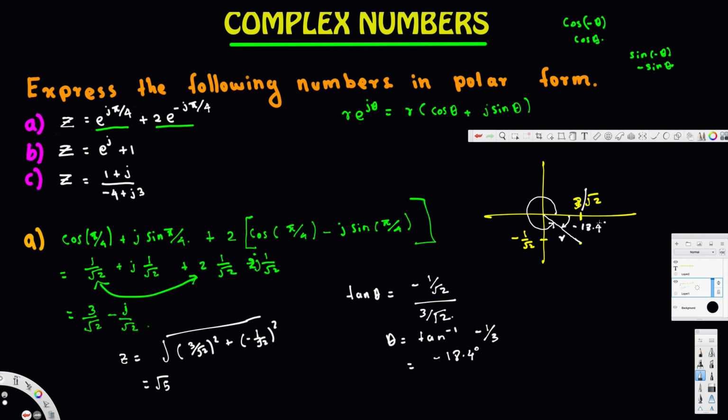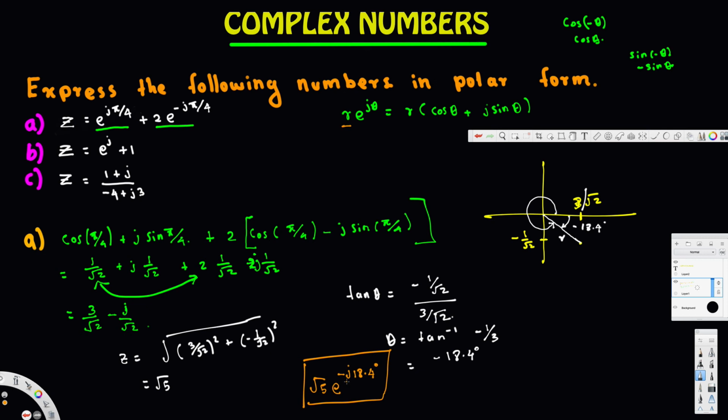We can express the answer in terms of this negative angle, or you can subtract this value from 360 and express the final answer as the angle from this side, counterclockwise. So both ways are correct. Finally, we can express our answer with root 5 as the distance. We have r e power j theta, and this is our angle. So root 5 e power negative j 18.4. So this is the conversion of the complex number, when we add these two together, this is what we are going to get.